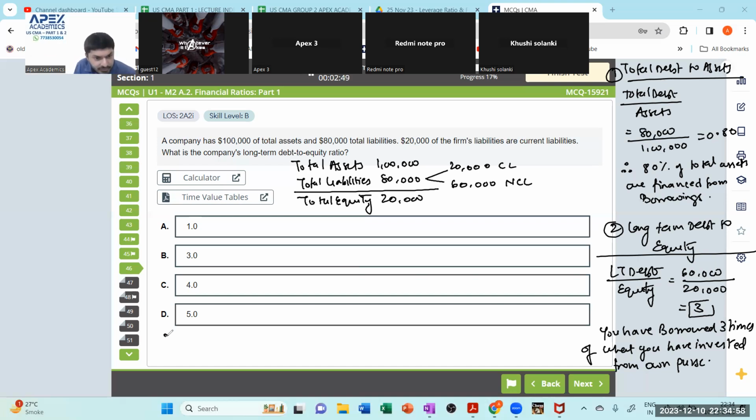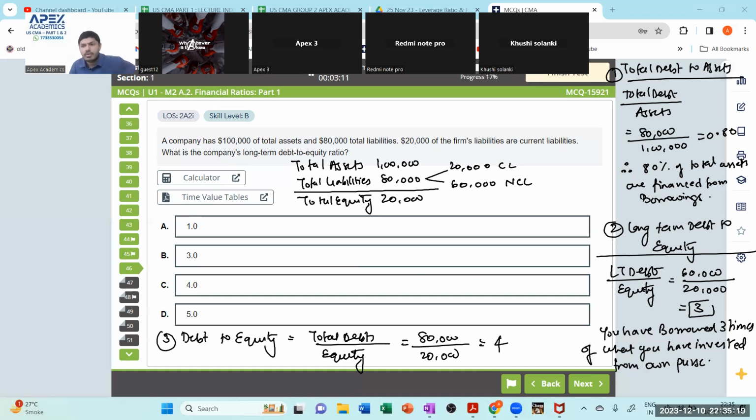Next, the third ratio that we learned was debt to equity. Over here we will take total debts upon equity. Your total debts are 80,000 divided by this 20,000. Your answer is 4. So you can see why they have done the various numbers.